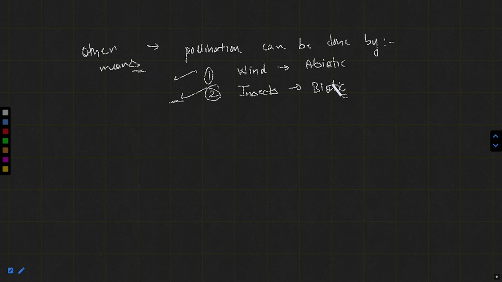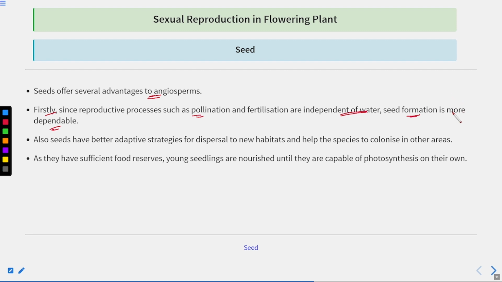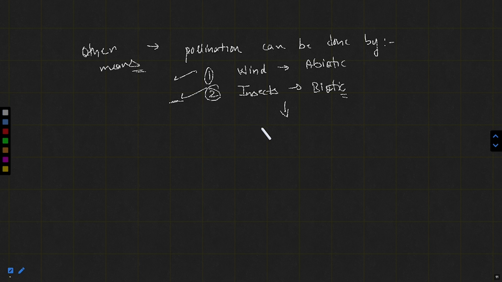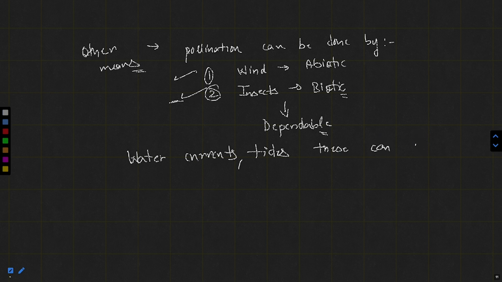Now, these means help in seed formation; these processes are quite dependable as compared to water. So, what can happen due to the water current? These water currents, these tides, can disrupt the dispersal of the seeds.